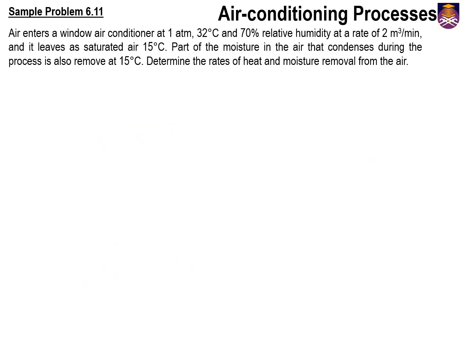So practice this. Another problem, we have air that enters a window air conditioner at 1 atm, 32 degrees C and 70% relative humidity at a rate of 2 meter cube per minute, and it leaves as saturated air at 15 degrees C. Part of the moisture in the air that condenses during the process is also removed at 15 degrees C. So you are asked to determine the rates of heat and moisture removal from the air.